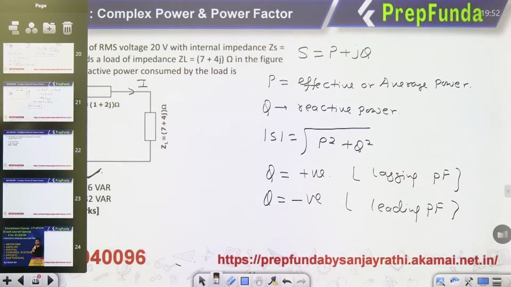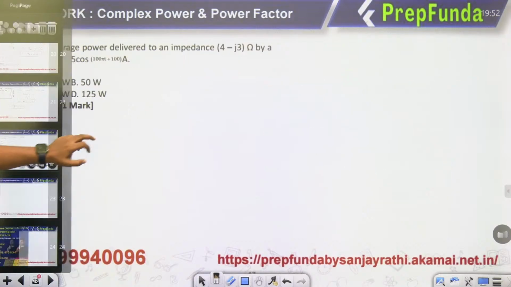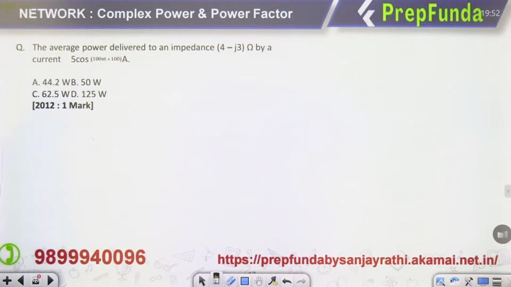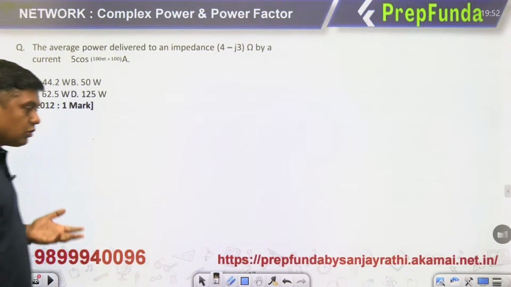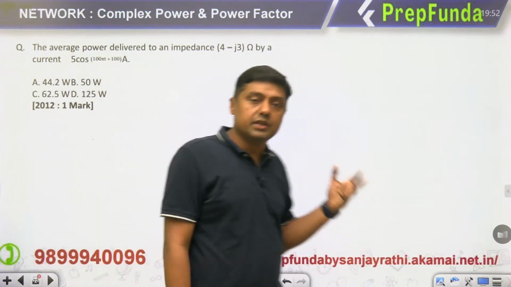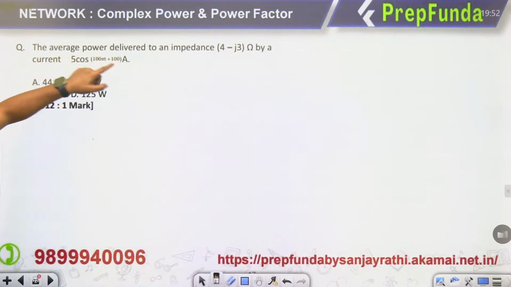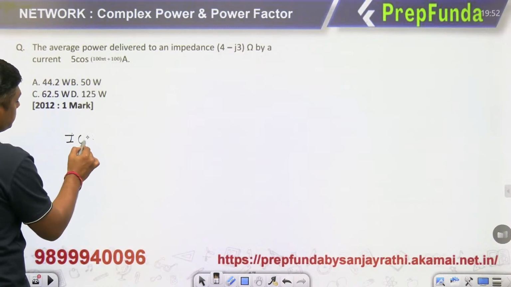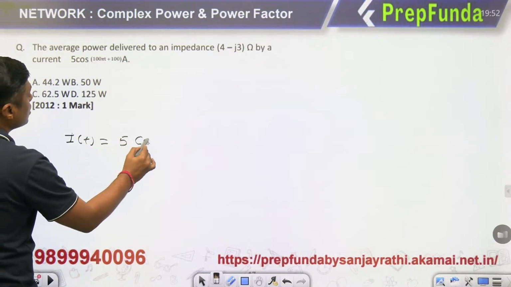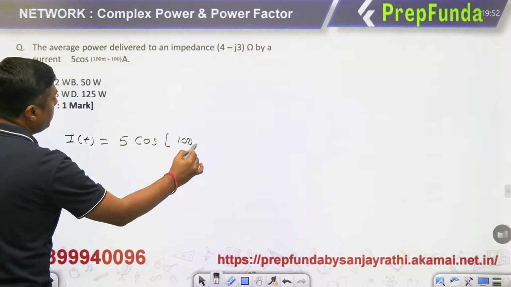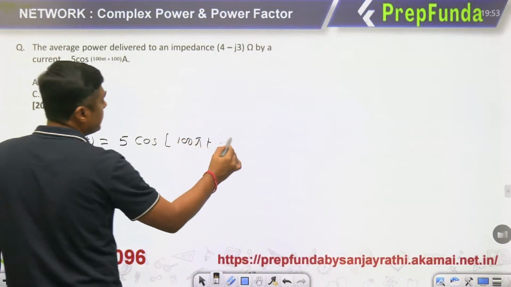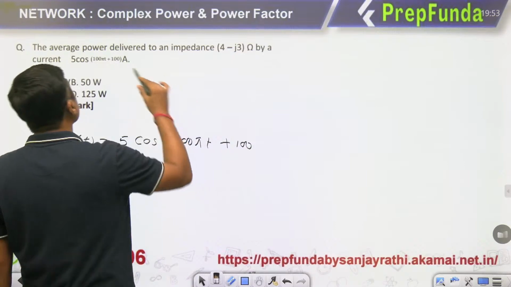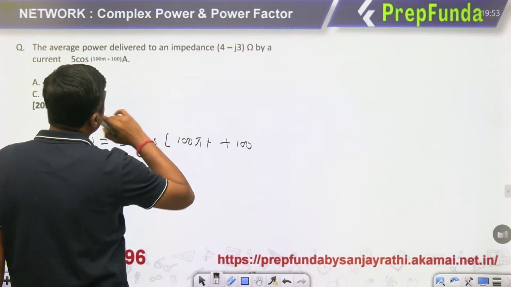ठीक है? अब आ जाओ, ये आ गया आंसर आपका। Calculation always remember, calculation जरूर चेक करते रहिए। Then this is the question. अब देखो, the average power और effective power और useful power और real power, यही है P. Average power delivered to an impedance 4 - j3 by a current is given as, this is the time domain, 5 cos of 100 pi t, that is omega t plus 100, and that is in degree.